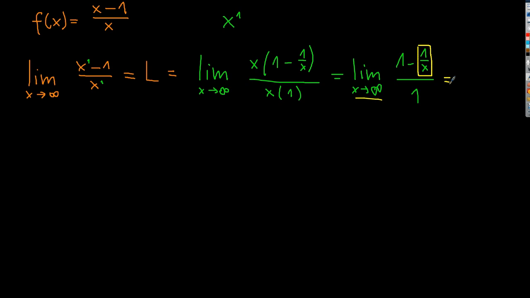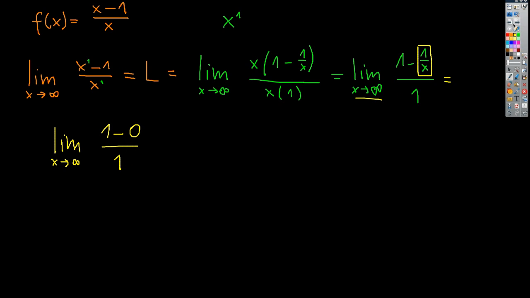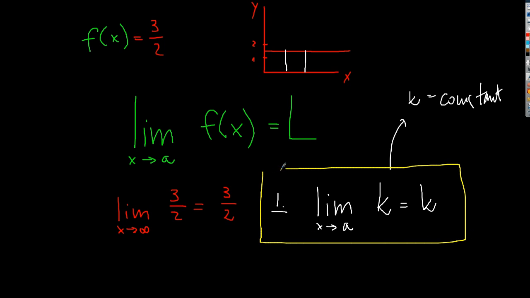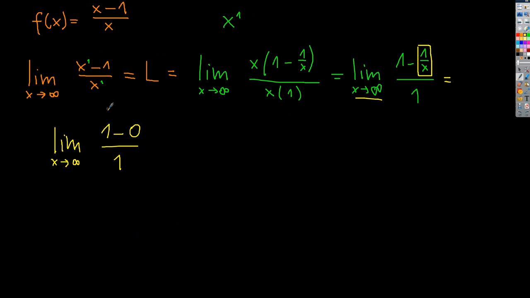So we can say that this is a limit where x approaches infinity of (1 minus 0) divided by 1. And to go back, we had this first theorem saying the limit where x approaches infinity of a constant is equal to the constant itself, and this is the same thing we got here. This is a constant, it's 1 over 1, and it's not relevant to x, so this is just 1.